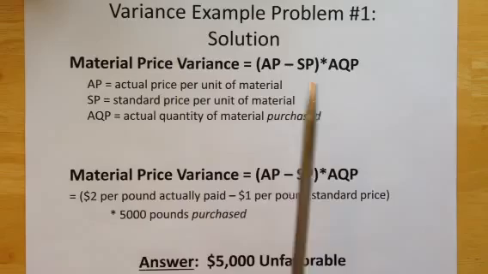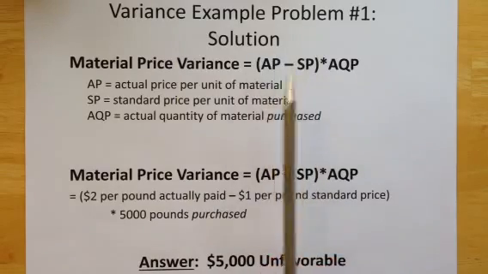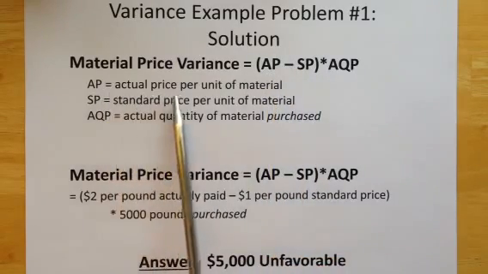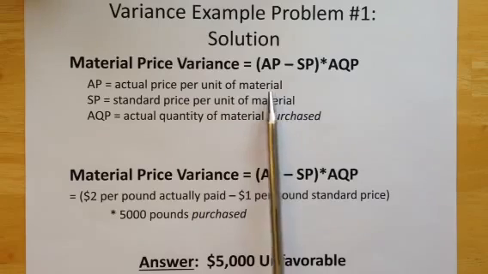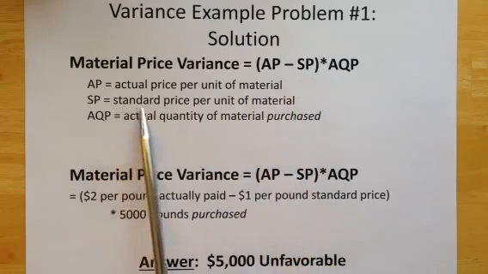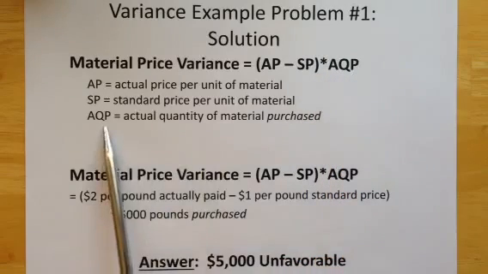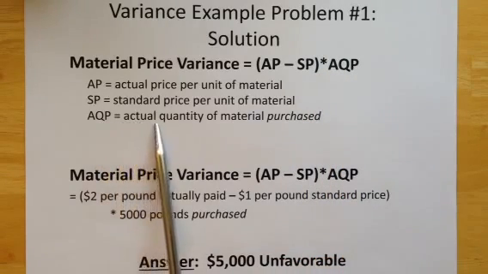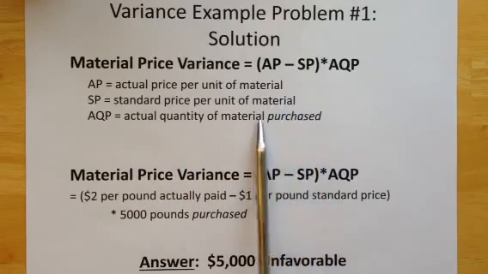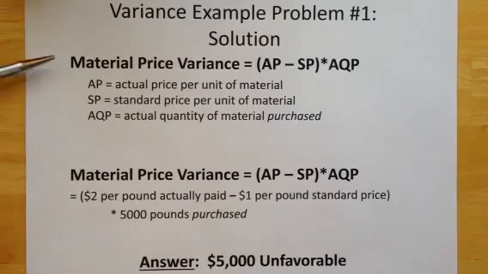The material price variance is equal to, and here's the quantity, AP, that's the actual price per unit of material that we paid, minus SP, which is the standard price per unit of material, times AQP. In this case, that is the actual quantity of material that we purchased for our operation during the period. Now, we've copied this formula down below and we've plugged in the numbers right here and solved the problem based on what we were given in our data.